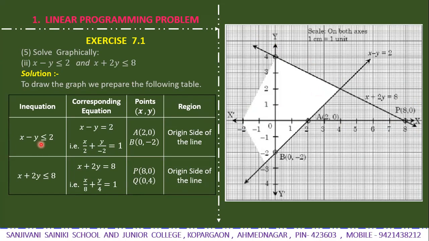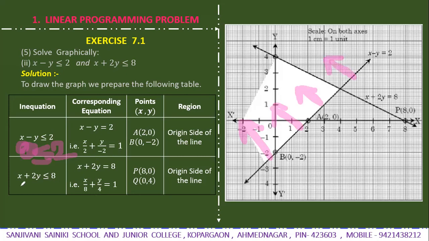So the first line, x minus y less than or equal to 2. This is the line x minus y equal to 2. One part contains the origin, the other part doesn't contain the origin. So 0 minus 0 is 0, and 0 is less than or equal to 2. So the origin satisfies this linear inequation. So the region is above this line.